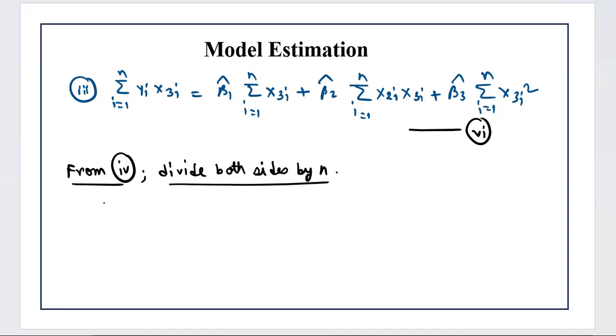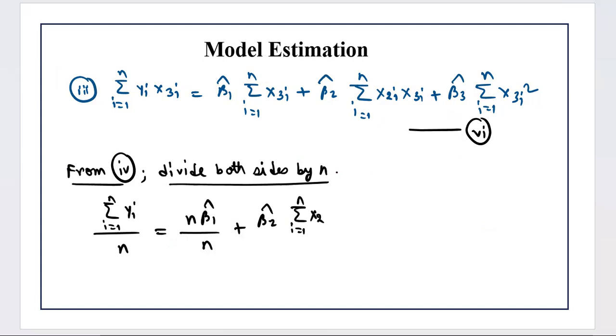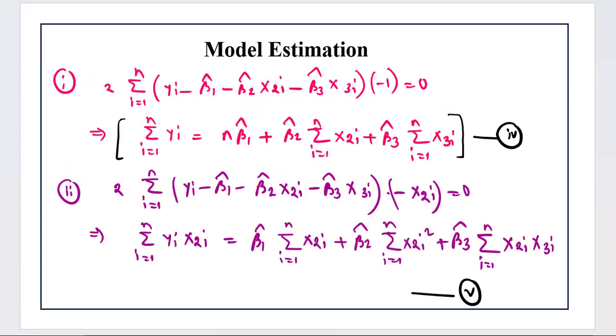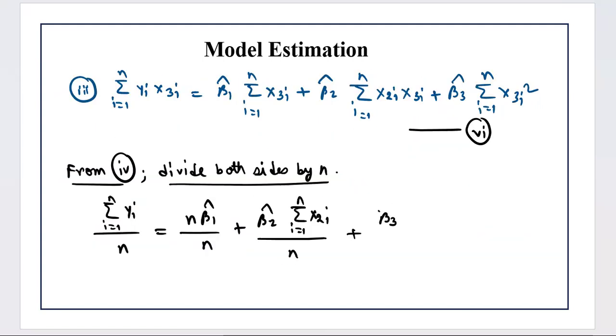If you do that, on the left hand side, you will have summation of yi divided by n. And then on the right hand side, n beta 1 cap upon n, beta 2 cap summation i from 1 to n x2i upon n, and then you have beta 3 cap summation i from 1 to n x3i upon n, right? This is what you will have.